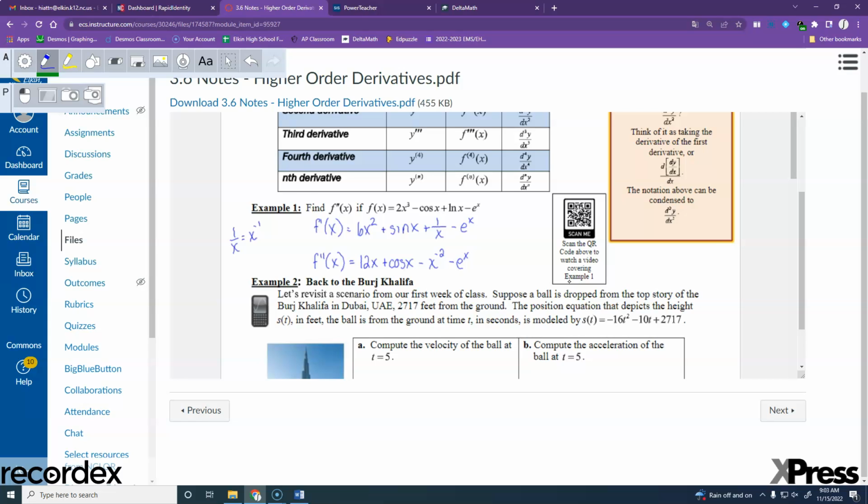So finding higher order derivatives can be very simple if they give you simple equations, right? If it's just polynomials, if it's sine or cosine, it's not bad. Even e to the x is super easy because it's just itself over and over and over again. And then natural log is not too awful either. It's just going to be power rule there. Okay. Questions?